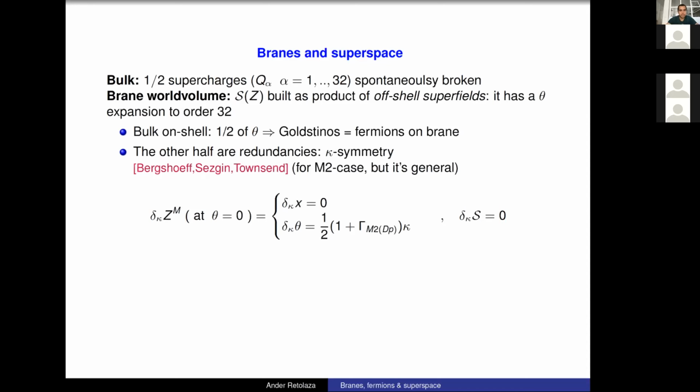Kappa symmetry basically tells us that we can take these variations on the action, so we can shift the Grassmann coordinates by this quantity here, where kappa is a 32 component Majorana fermion. And the projector tells you that, by using this, you can switch off half of the Grassmann coordinates, okay? So now that we have an interpretation of what fermions on branes are, we see that what we need is to obtain the theta expansion of the brane actions, okay?